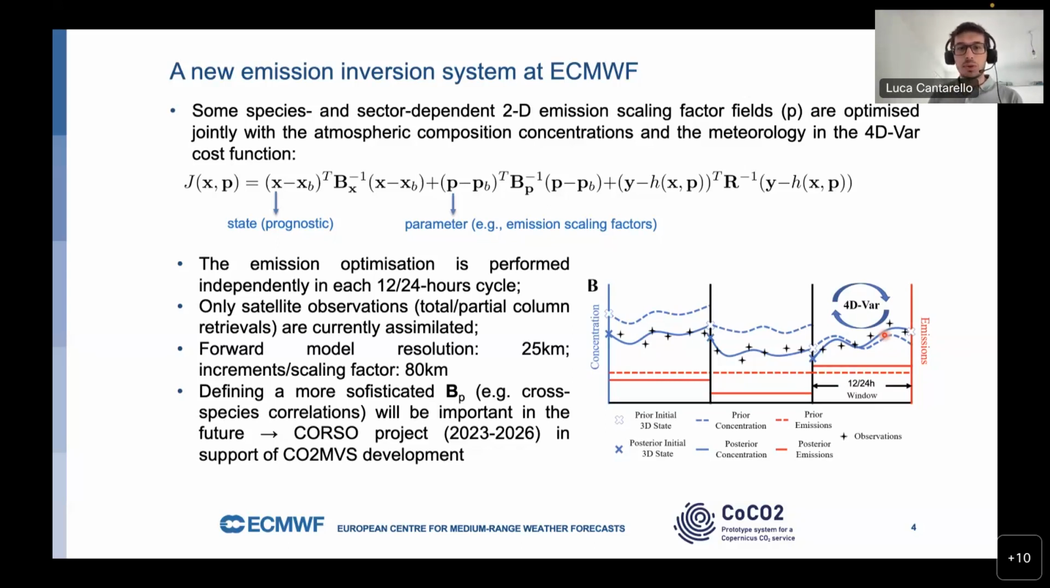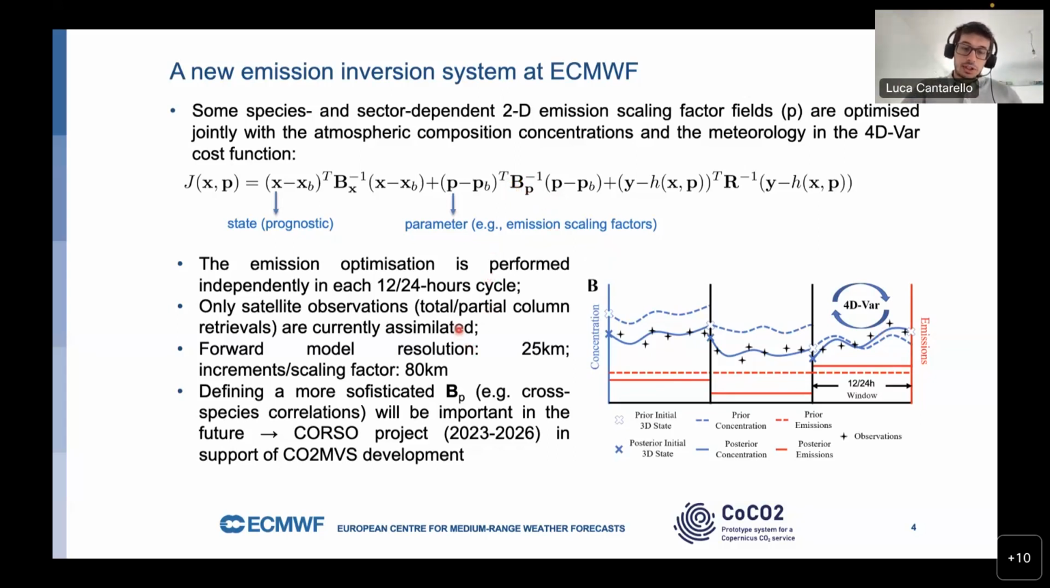And so at the moment we are doing this on a window which is 12 to 24 hours long. And we only assimilate satellite observations, which mostly means total or partial column retrievals. And the resolutions used are 25 kilometers for the model and 80 kilometers for the increments of the scaling factor optimization. Of course, here it's quite important to define the covariance matrix for the prior emission, so this B_P.